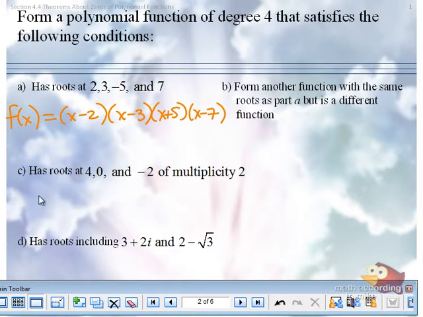Part B, form another function with the same roots as part A, but it's a different function. I'll help you out. You can't just change the name.